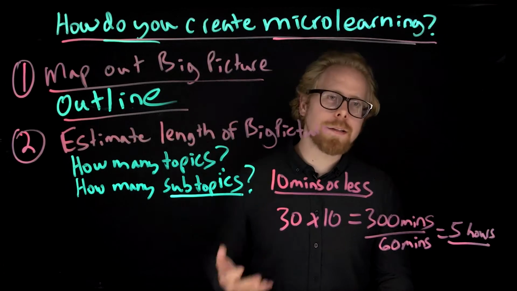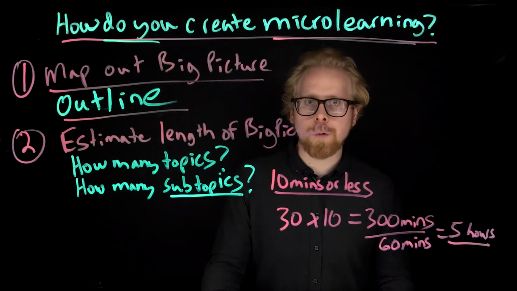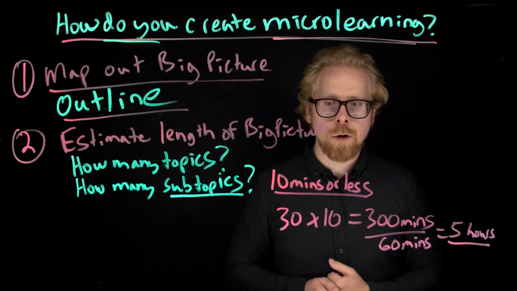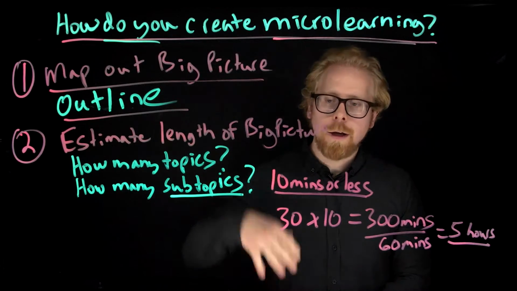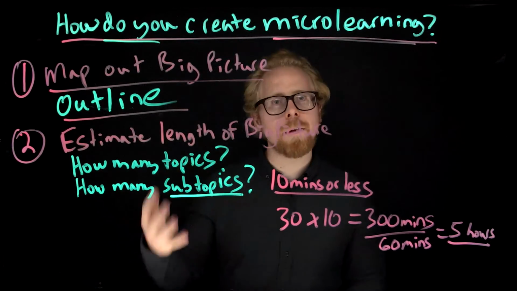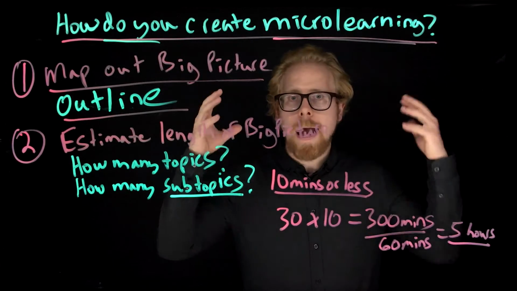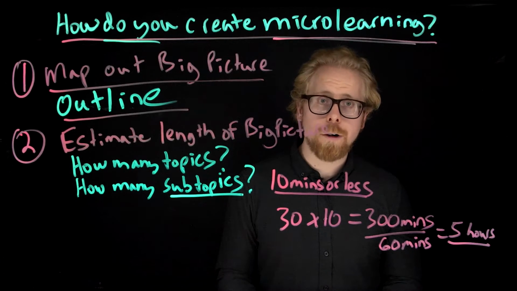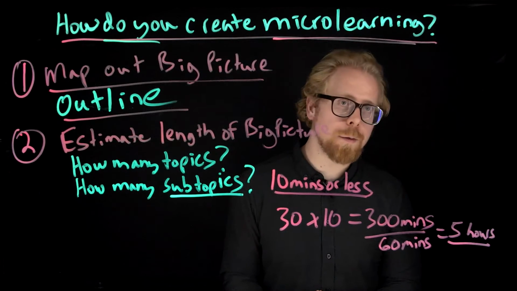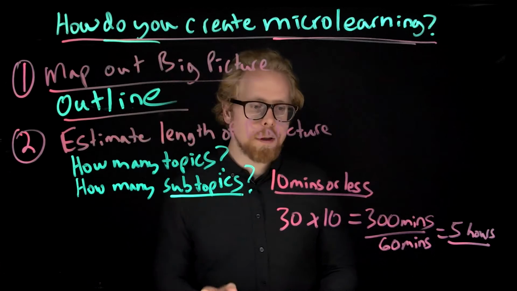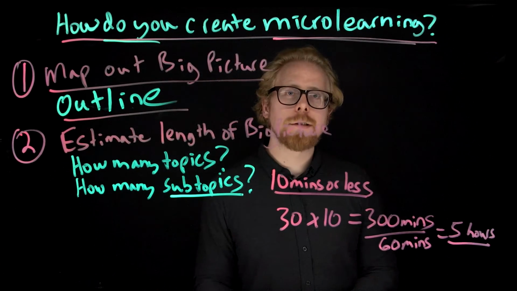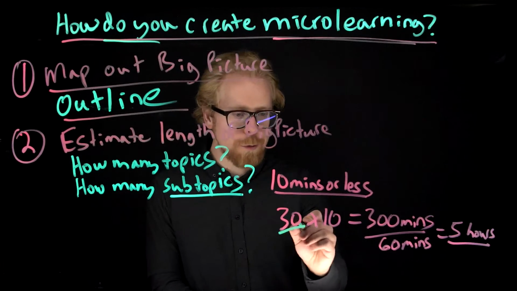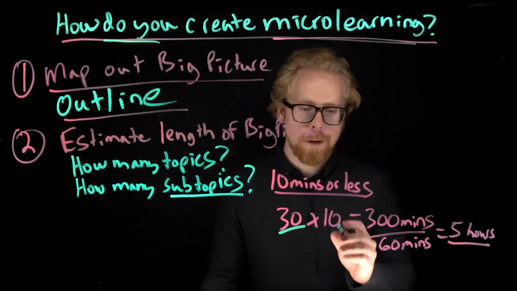Like we said, the biggest mistake people make when they're looking at microlearning is they're like, I want to create something micro. I know it needs to be small. I know it needs to be 10 minutes or less, or 15 minutes or less, or 20 minutes or less. How do we do this? It's hard. It is hard to think about it that way, which is why you map out the big picture, look at the subtopics, and the cool thing is you have 30 microlearnings that are 10 minutes each.